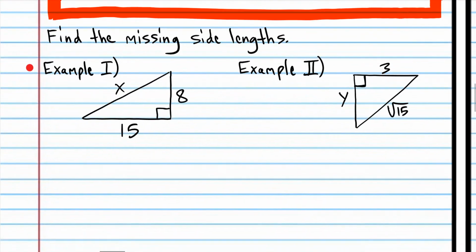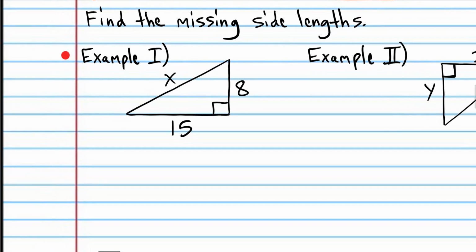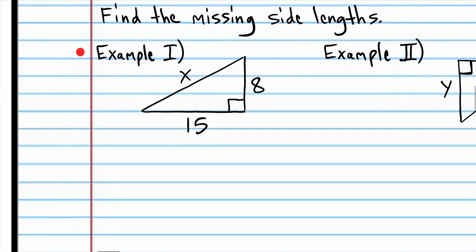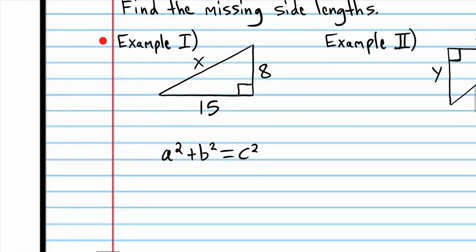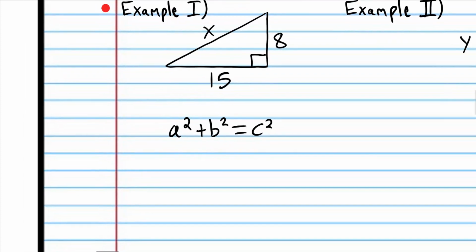So let's do some practice problems. Again, this is probably going to be a review for a lot of students, but we're just going to get through these quickly. So the theorem tells us that a squared plus b squared is equal to c squared, and we're going to use that to find the missing side here. Now, the most important thing to understand is that the hypotenuse is always going to be c. Don't plug in one of the legs into c, or else you're going to get the wrong answer.